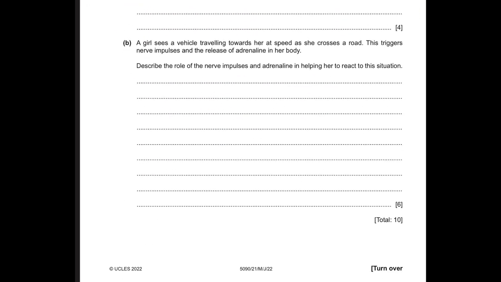Part B. A girl sees a vehicle traveling towards her at a speed as she crosses the road. This triggers nerve impulses and the release of adrenaline in her body. Describe the role of the nerve impulses and adrenaline in helping her to react to this situation. So we are going to tell how the nervous system and how the hormone system helps her to react in this situation. First, nervous system.